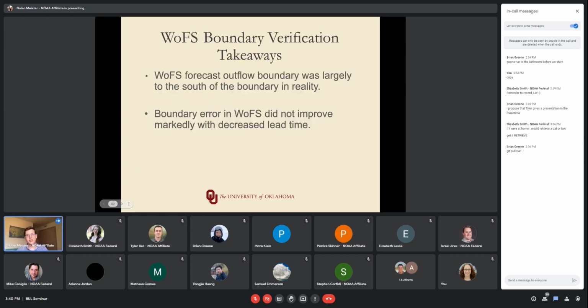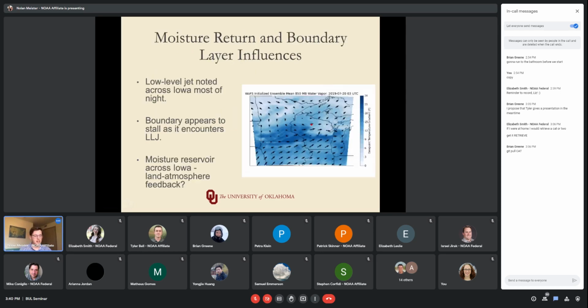So the big takeaways here are that largely, especially towards the end of the evening, the WAFS forecast outflow boundary was to the south of the boundary in reality, and that boundary error did not improve markedly with time. So it didn't really decrease as we got closer to the 0-hour valid time. And I want to look at one final thing before we start to wrap this up.